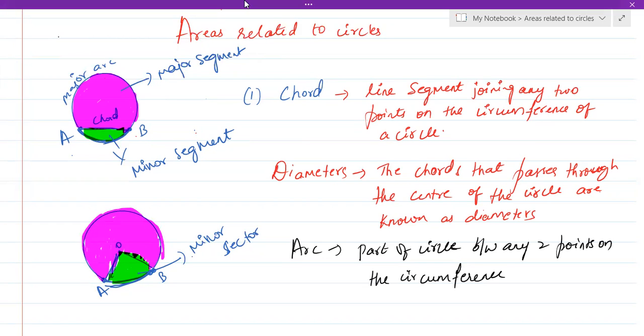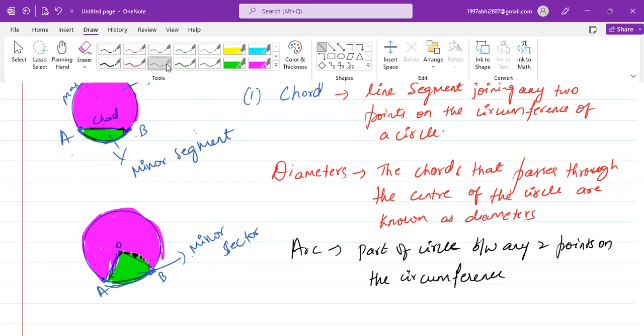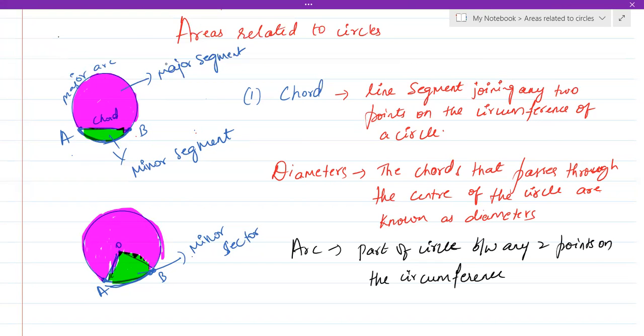So what is a major sector? A major sector is the region between two radii and the major arc. If you observe, the top one is the major arc and it is known as the major sector. So this is the difference. Please observe: a sector is like a pizza shape, isn't it? But if you take the chord, it's not like the pizza shape. So please understand the difference between the segment and the sector.